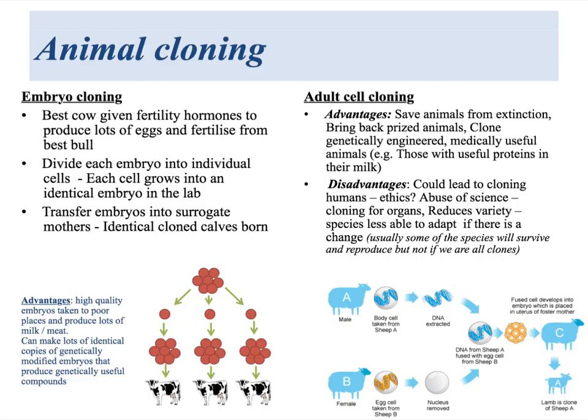Animal cloning, we've got two methods. Embryo cloning. What we do is we get our best cow and best bull together. We get the eggs and sperm, and essentially this is IVF. Then instead of just taking that early embryo and implanting it straight back into the mother, you split it, so we get lots and lots of that brilliant offspring.